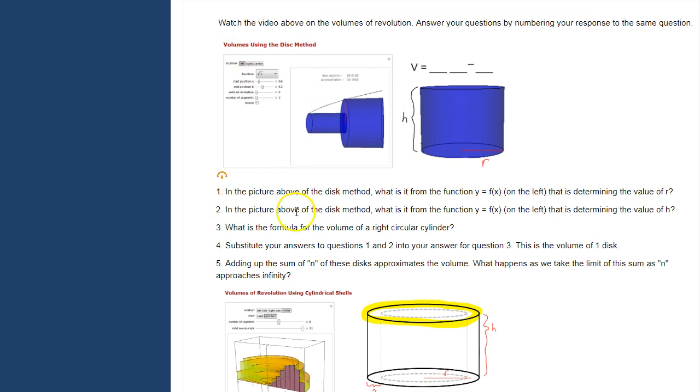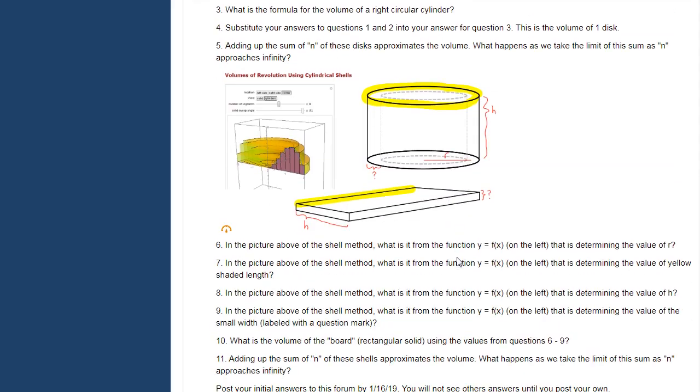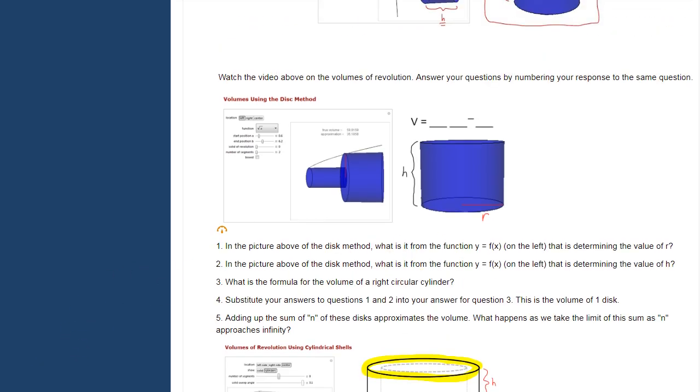We'll go over your first discussion forum. You were coming up with where these crazy formulas, these crazy integrals, came from for these two. So we'll start with the disk method.